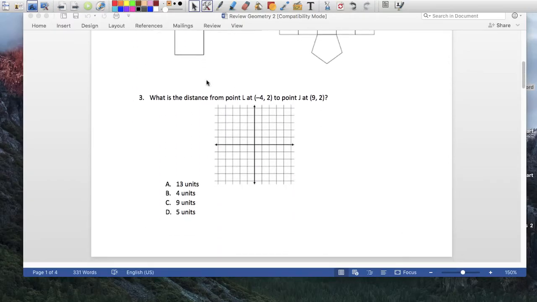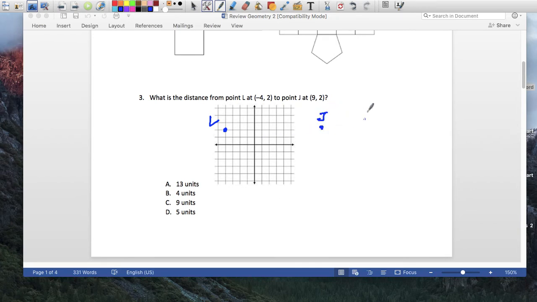3. What is the distance from (-4, 2) to (9, 2)? Now, they're nice here that they give you actually this quadrant. So -4 and 2 would be 1, 2, 3, 4, and 2 up. So let's call this L. The other one is J, which is 9 and 2. 1, 2, 3, 4, 5, 6, 7, 8, 9.